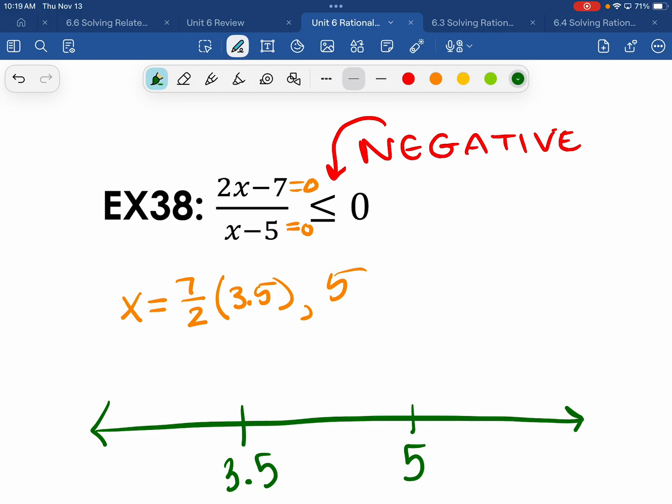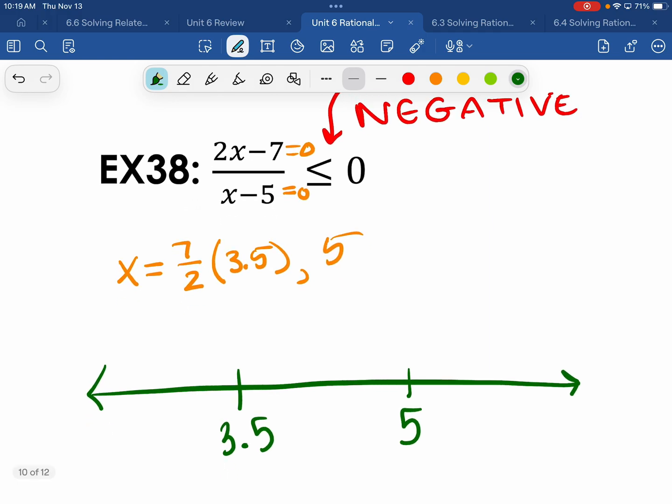Which one is an asymptote? The 5. The 5 is your vertical asymptote, which this one it is going to matter, and we'll talk about that in a second. But let's figure out my intervals. What's a good number on the left side of 3.5? 0. So when I plug 0 in, 0 minus 7 is negative, and 0 minus 5 is negative. So double negative is going to make a positive.